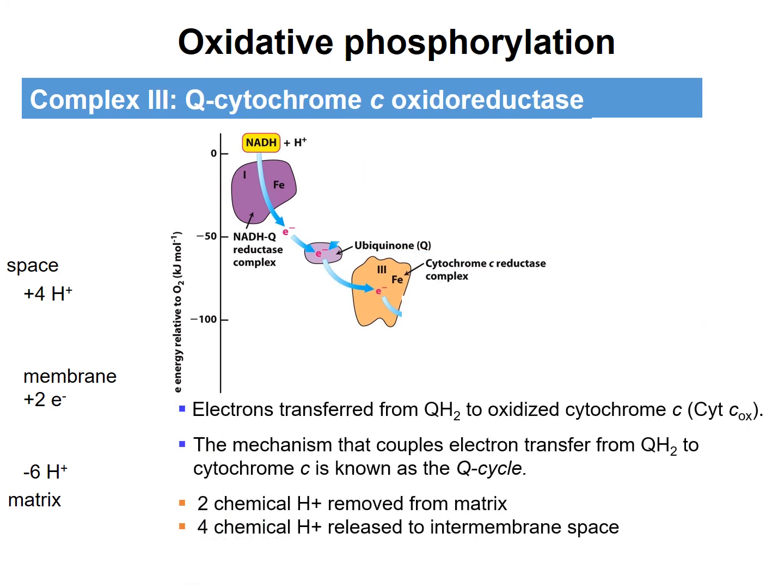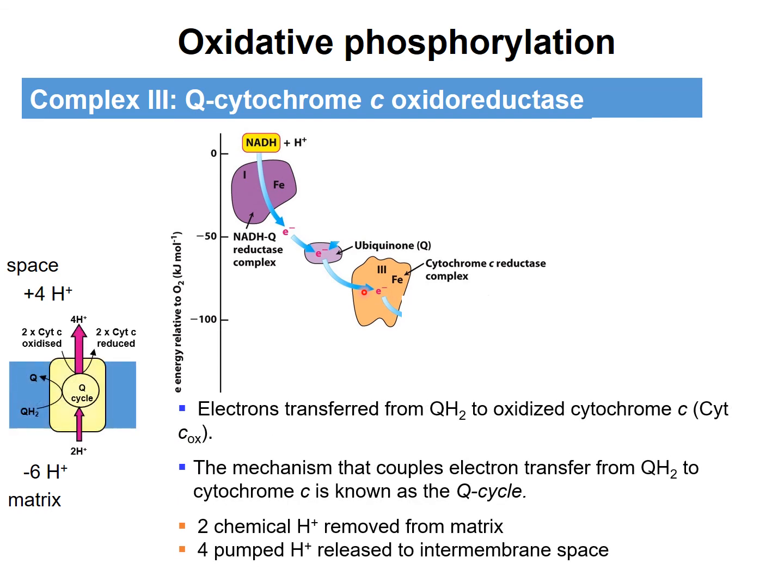Then electrons are passed from ubiquinone to complex number 3, or the cytochrome C reductase complex. The transfer of electrons from ubiquinone to complex number 3 is known as the Q cycle. So why is it a cycle? Because it allows the regeneration of the oxidized form of coenzyme Q. From QH2 to Q, that is oxidation, while reduction happens with your cytochrome C reductase, which means complex 3 itself is being reduced in this reaction.